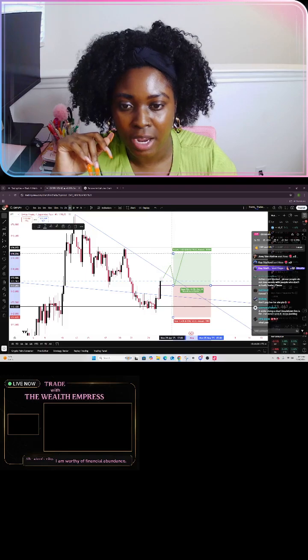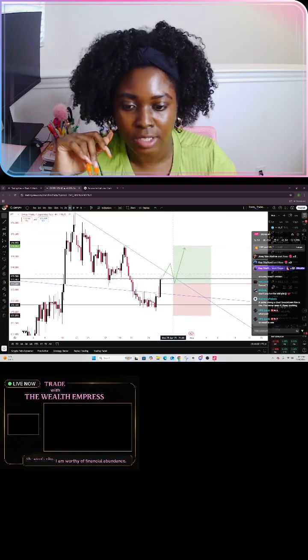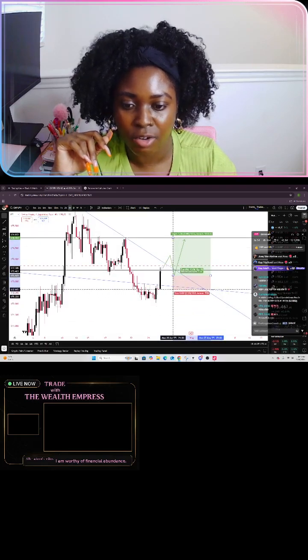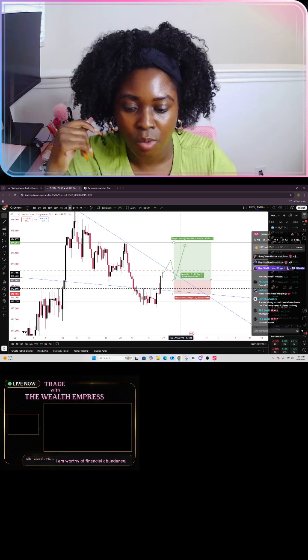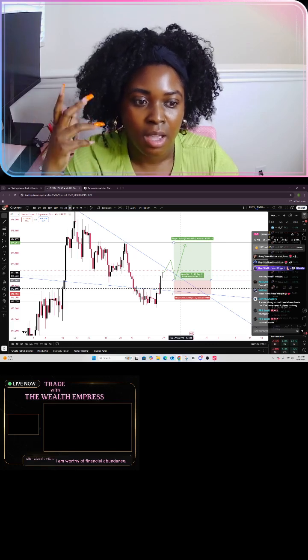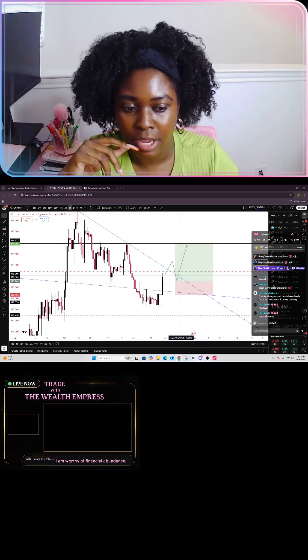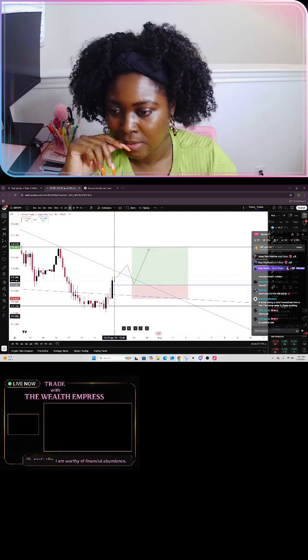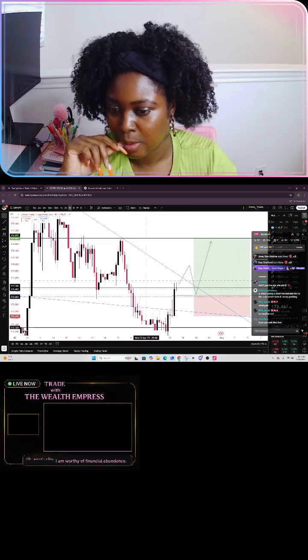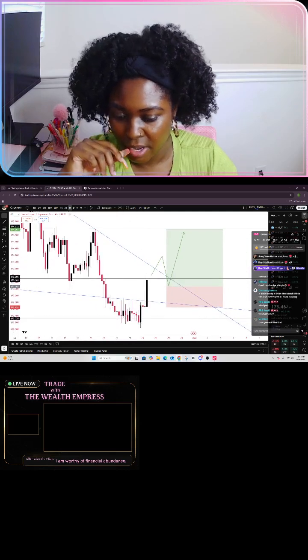My entry will be here. TP will be here. Stop loss at the bottom of the candle that created the gap. It's a 2-to-1. 61 pip stop loss, 169 pip take profit. It's too small. Is that better?